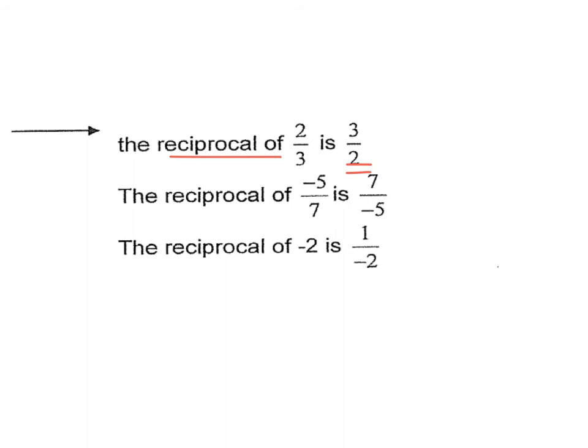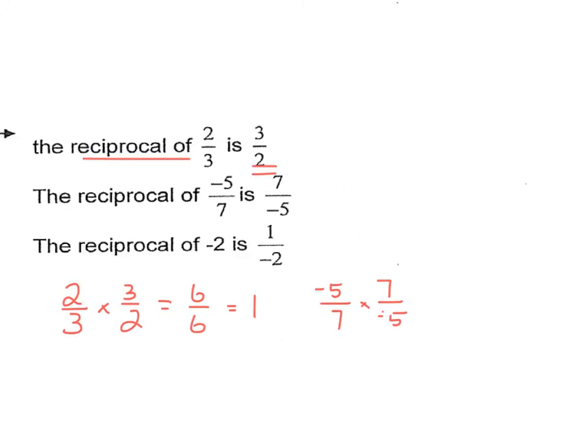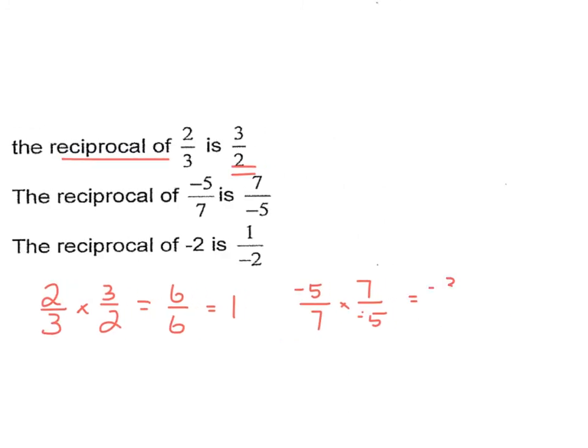And one of the properties of that, if you take a look at the ones we've done up here: if I take 2/3 times 3 over 2, we always get 6 over 6, or 1. We always get 1, no matter which ones you do here. Negative 5 over 7 times 7 over negative 5, okay, still gives you negative 35 over negative 35, which always equals 1. Okay, so the reciprocals always do that.